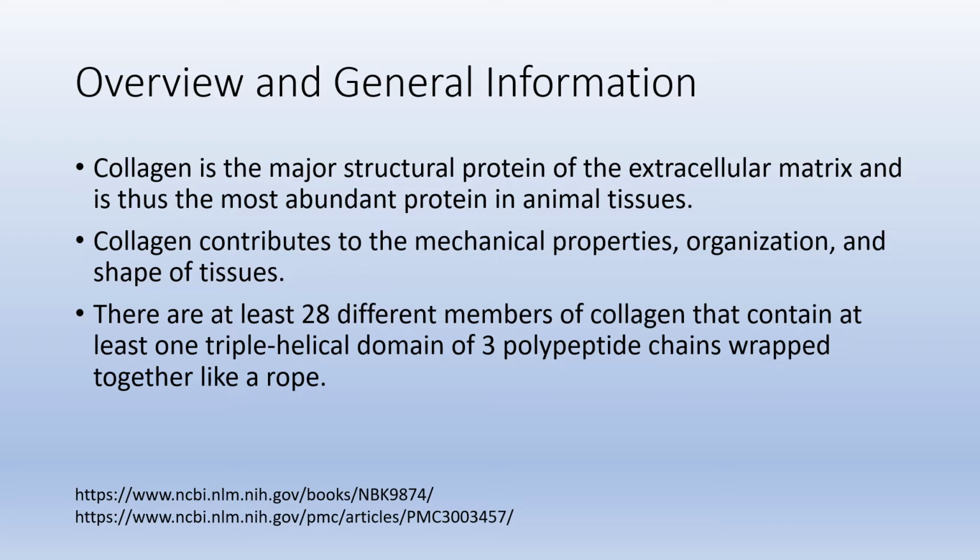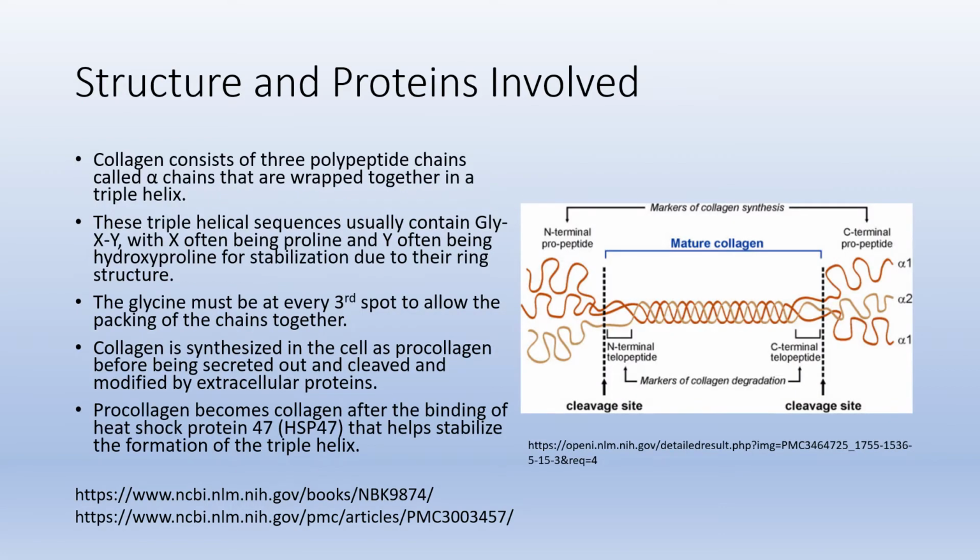There are at least 28 different members of collagen that contain at least one triple helical domain of three polypeptide chains, and these chains are wrapped together or bound together like a rope. So the structure of the proteins, like I said earlier, is that it's wrapped together in a rope. These chains are called alpha chains, and these sequences usually contain glycine, X and Y, with X often being proline and Y often being hydroxyproline.